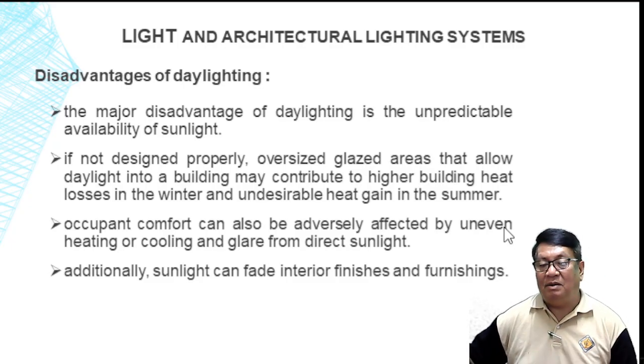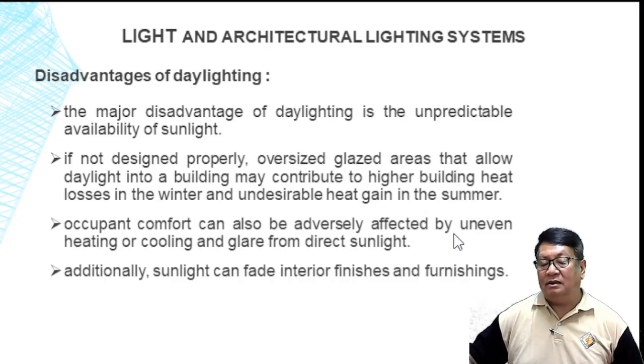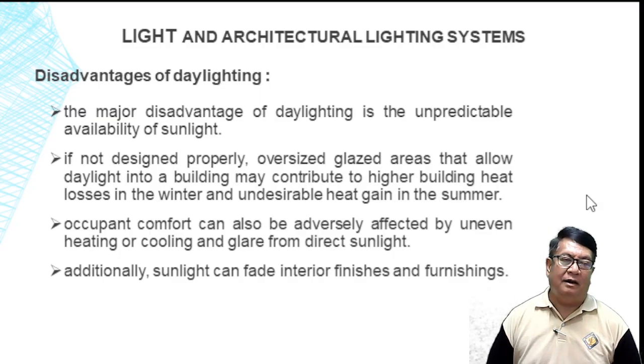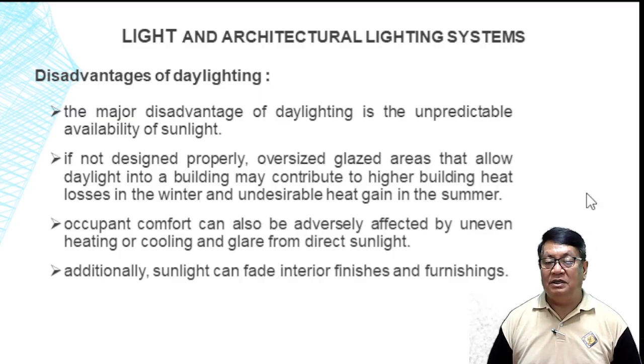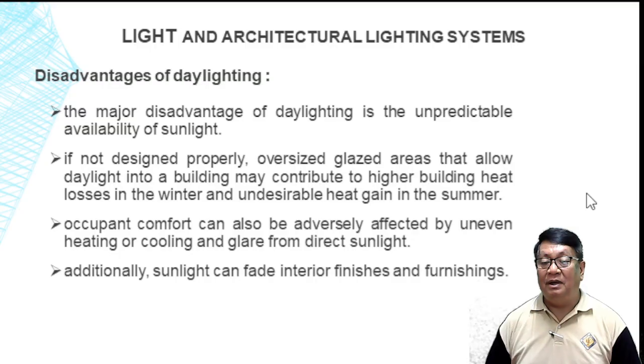The major disadvantage of daylighting is the unpredictable availability of sunlight. So, we cannot read the mind of the production of this. You cannot predict the availability of sunlight, especially during storm or wet season, then daylight now becomes a problem.